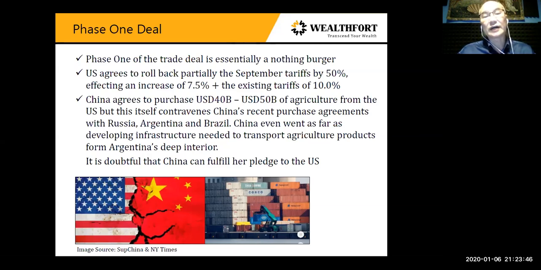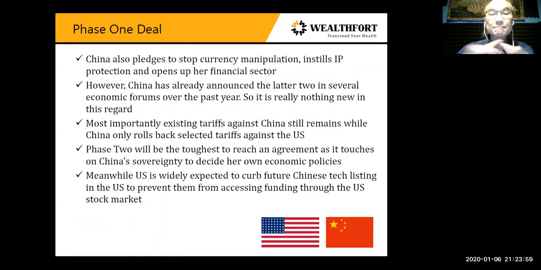Okay, of course, everything being normal, I think China would likely want to extend the deadline for her to settle other problems first, while playing for time, okay. So China also pledges to stop currency manipulation, instill IP protection, and open up her financial sector. But this is nothing new because China has already announced the latter two in several economic forums over the past year. So it's really nothing new in this regard.